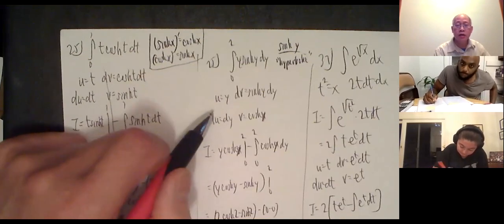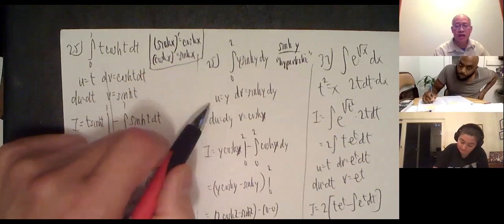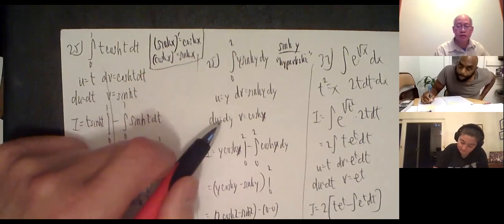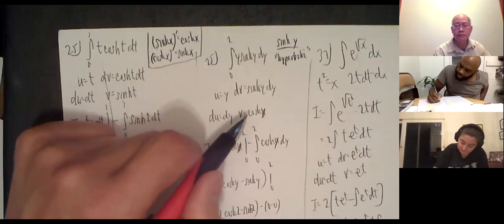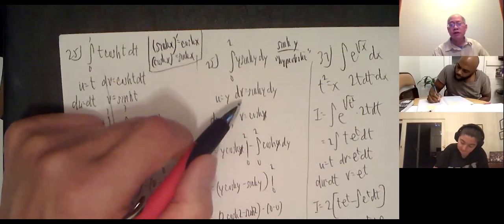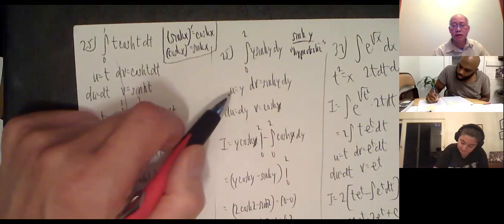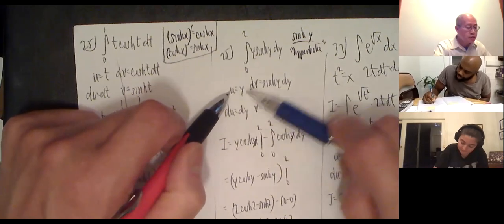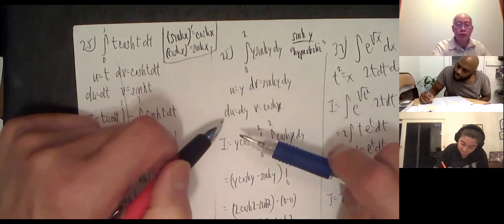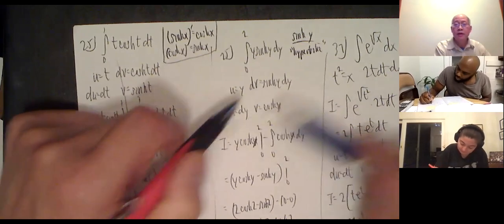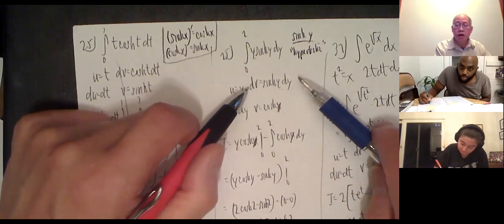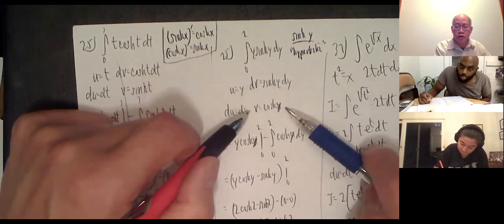Okay, differentiate: du equals dy. There's that theme again. If u equals y, du equals dy. Integrate: v equals cos y. And one thing you may notice about the d stuff: this side starts off with no d's, but when you get over here, they both have d's.